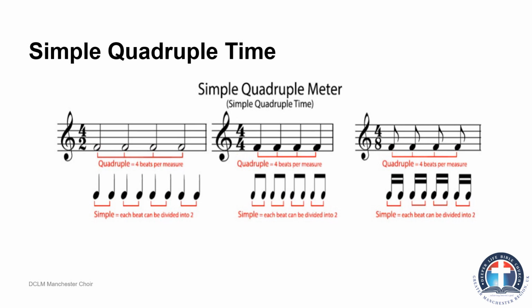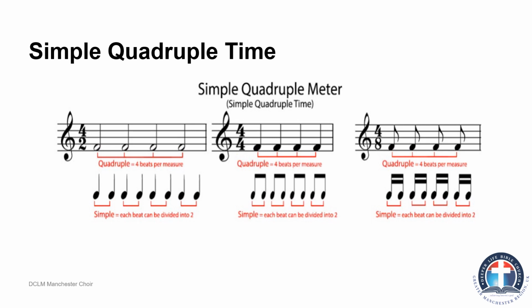The same applies to simple quadruple time. Again, it's simple because it is not more than 4. We said if it's more than 4 but divisible by 3, it is a compound time. So this is a simple time because it is still within 2, 3, or 4. The number at the top here is 4. The number at the bottom is 2.